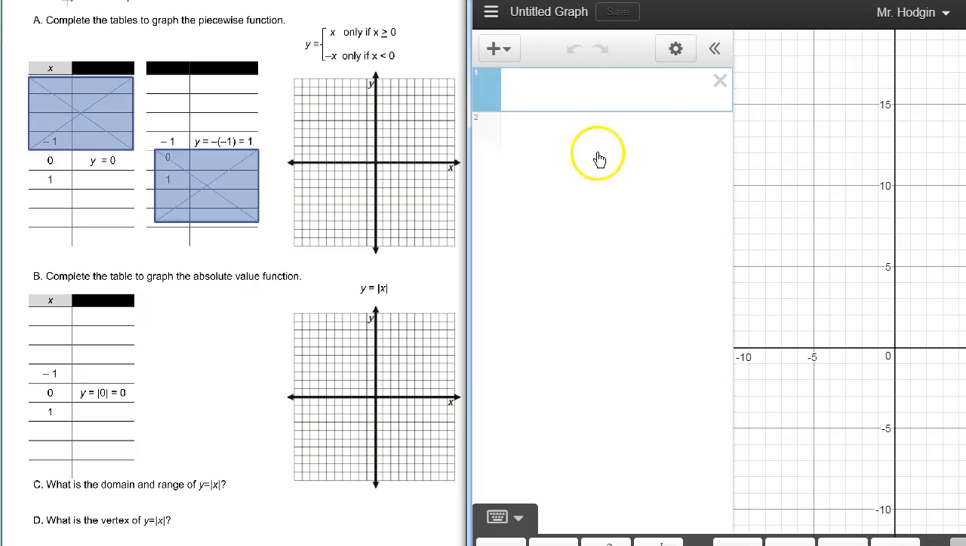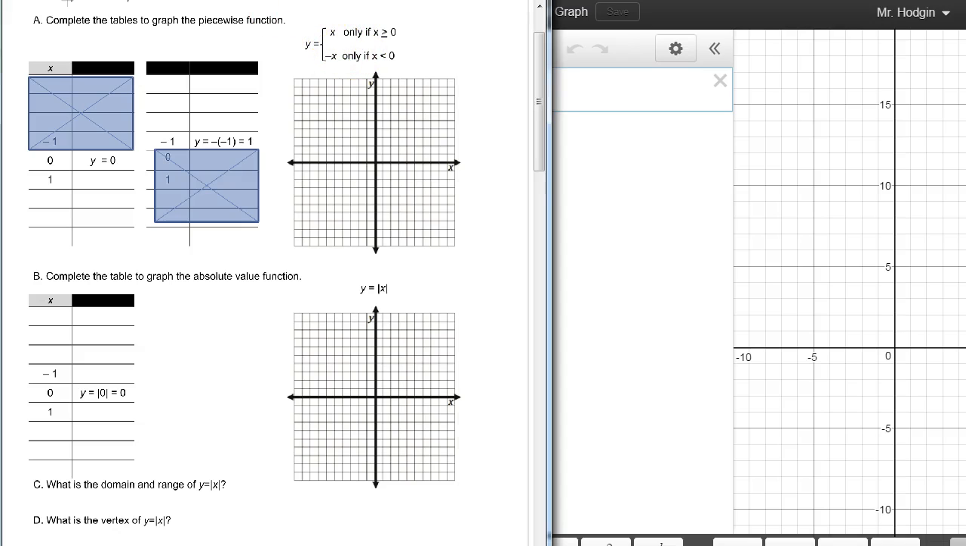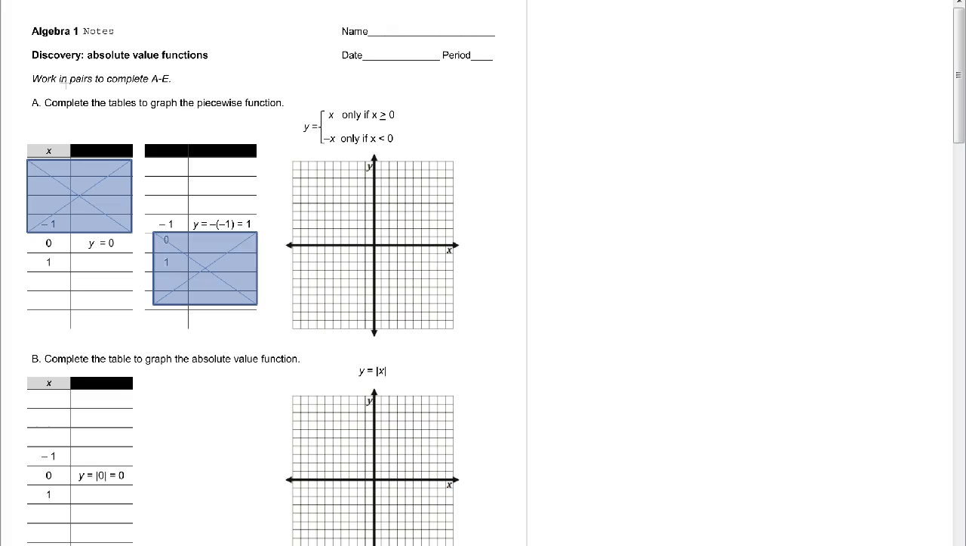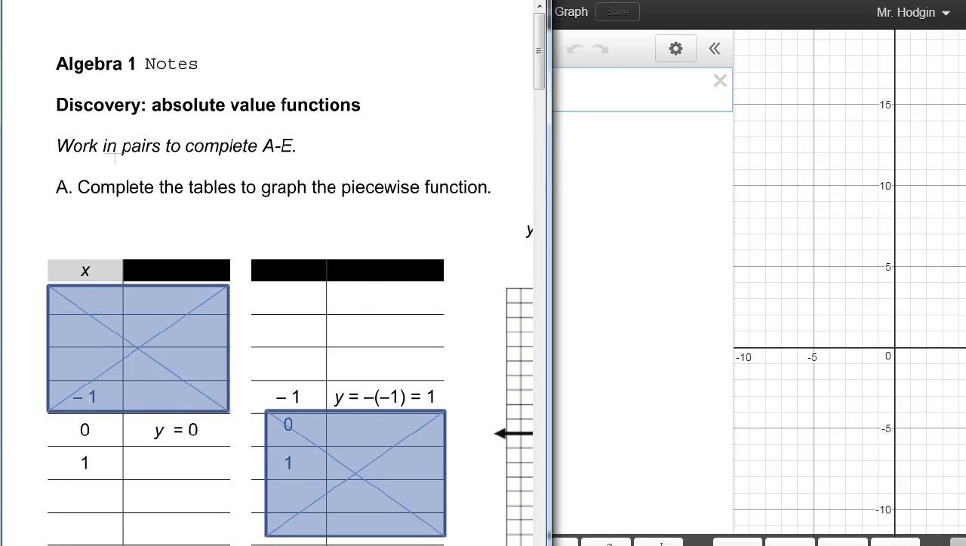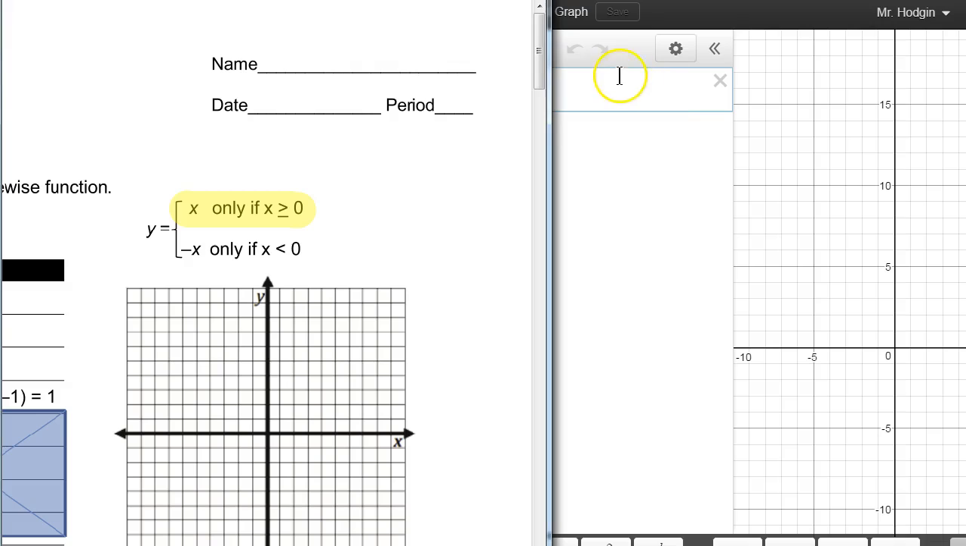Okay, so let's start off by doing the graph right here. So we have a piecewise function. It's a little bigger here. We're going to go ahead and type this part in right there. X only if x is greater than or equal to 0. Only it's not put in exactly that way. There's a slightly different type of syntax you use.